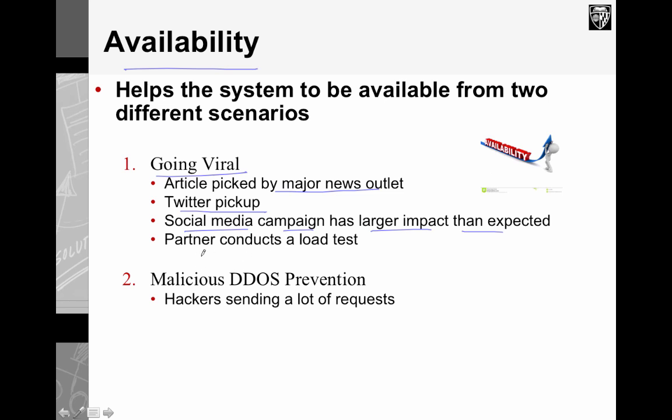Another scenario would be a partner conducting a load test on your system. That also impacts your system. So these are all good scenarios. This means you have clients, that means you're growing. But then there's also a bad scenario, which is malicious DDoS attacks. Sometimes hackers try to do a distributed denial of service attack from all over the world. And in this way, you can actually, to some extent, mitigate the distributed denial of service attack by terminating the connections right there at the edge server locations.